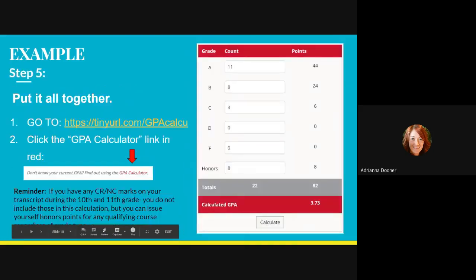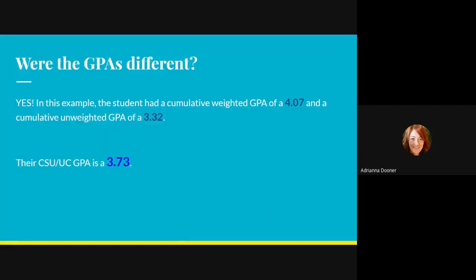Okay, so to put all that information into the calculator that we use, we just plugged in the numbers from the previous slide: 11 A's, 8 B's, 3 C's, 0 D's, 0 F's, and the maximum 8 honors points. And then we actually get this different GPA. So we now see that this student's CSU and UC GPA is a 3.73, which is different from what we see in their high school transcript.